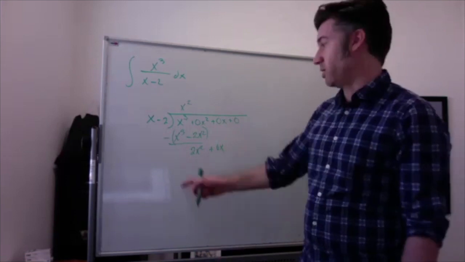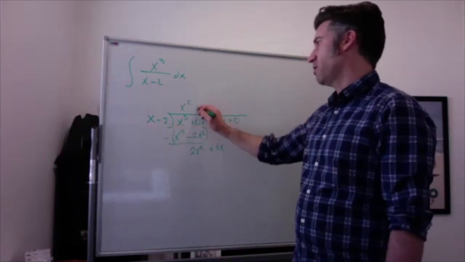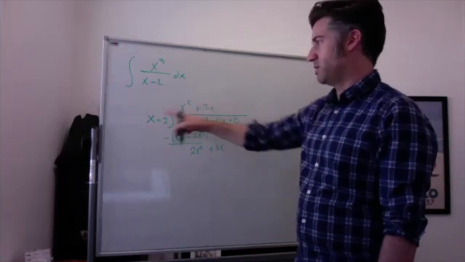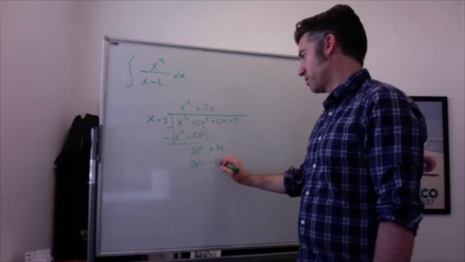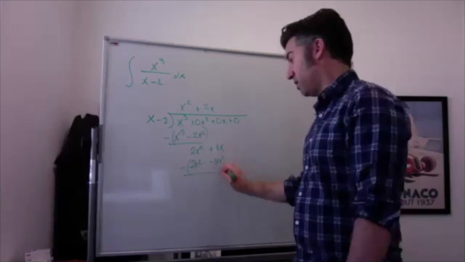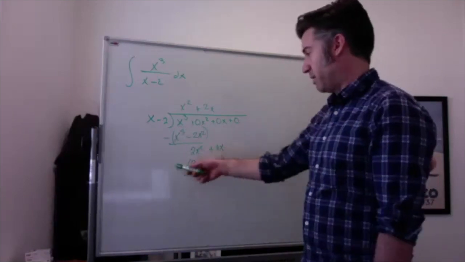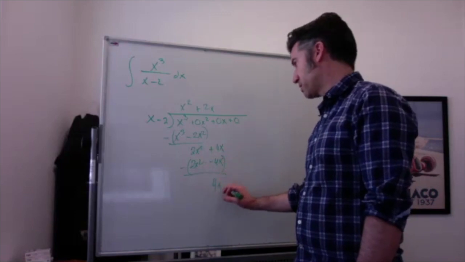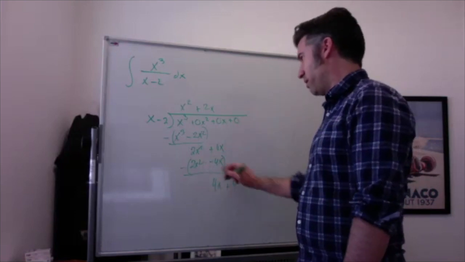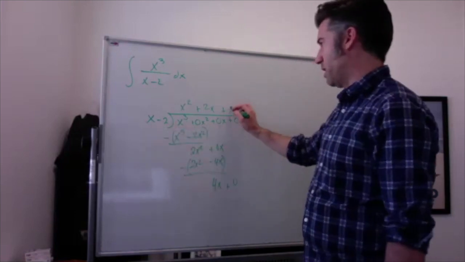Repeat the process. What do you multiply by x to get 2x squared? 2x. 2x times x is 2x squared. 2x times negative 2 is minus 4x. Subtract, just like regular division. That minus that is 0. 0 minus minus 4 is positive 4x. Bring down the 0. X goes into 4x 4 times.